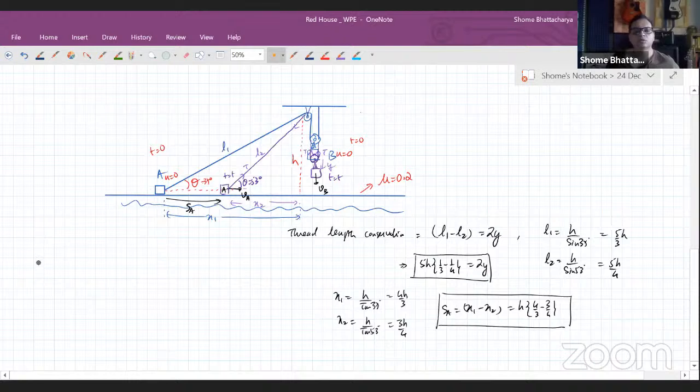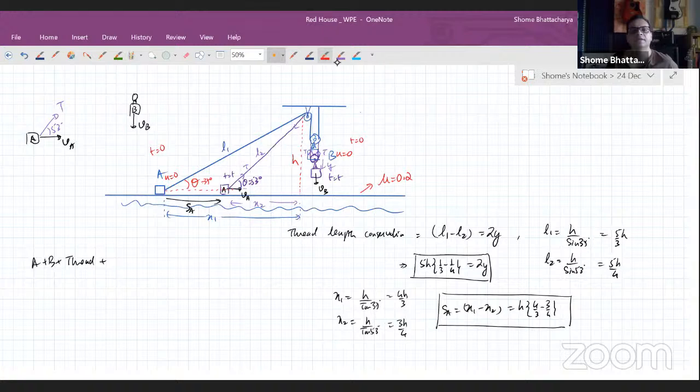Okay. Now you take A plus B plus the thread, plus we also have the virtual power concept. So the block A is moving with the velocity VA like this. The tension at that instant is acting at an angle of 53 degrees, whereas the block B at that same instant is coming down with VB, and the tension acting on it is of magnitude 2T upwards.